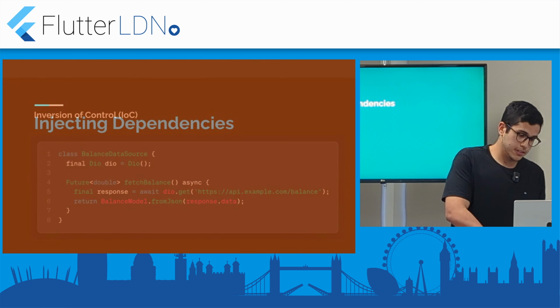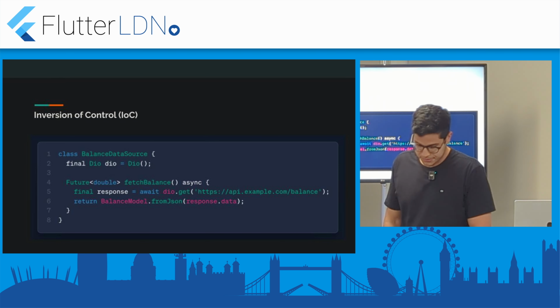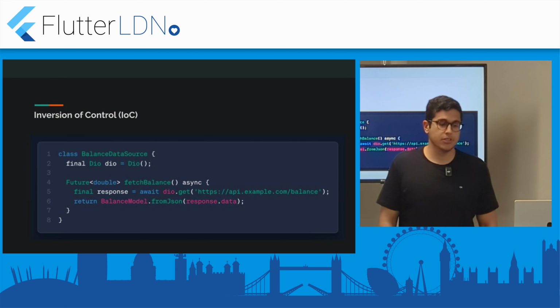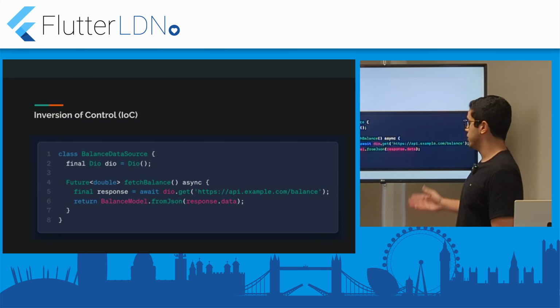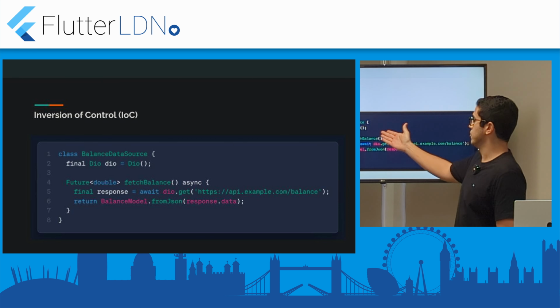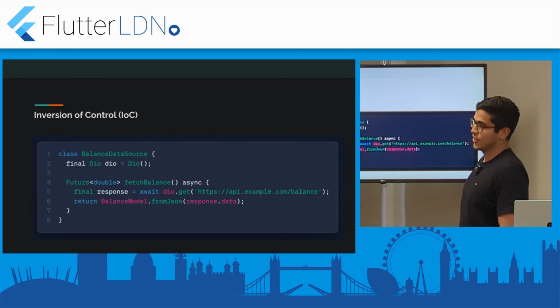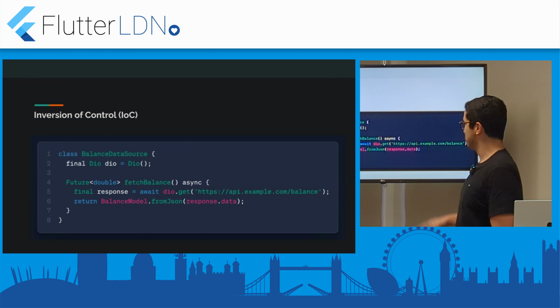So first of all, injecting dependencies. One very important concept for understanding dependency injection is inversion of control. Here you have a class, BalanceDataSource, a very simple class that fetches something from the API, and has a Dio client, an HTTP client. I don't know if everyone can see it, but I'm trying to speak so you can visualize it.